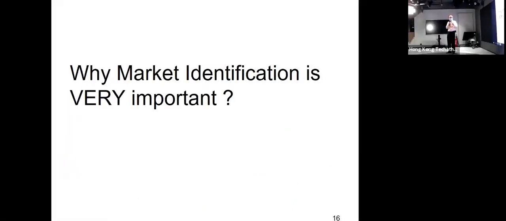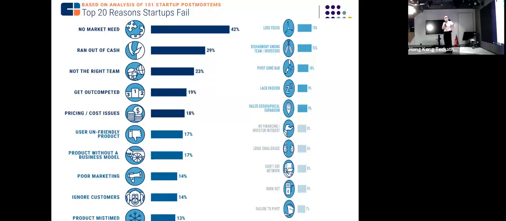So, okay, why is market identification so important? Because there was a survey by CB Insights in the year 2019. Top 20 reasons for startup failure. 42% is because there is no market need. 42% of the failures are because of no market need. The market doesn't want your product. It's 42%. Running out of cash, not the right team, and so on and so forth, are not as important as this.